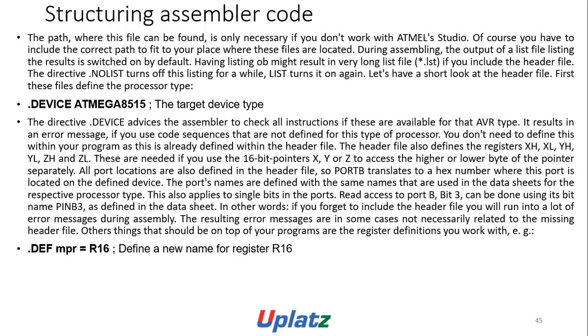These are needed if you use the 16-bit pointer X, Y or Z to access the higher or lower byte of the pointer separately. All port locations are also defined in the header file. So port B translates to an address where this port is located on the defined device. The port names are defined with the same names that are used in the data sheets for the AVR processor type. This also applies to the single bits in the ports.